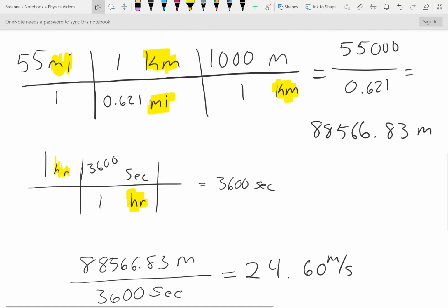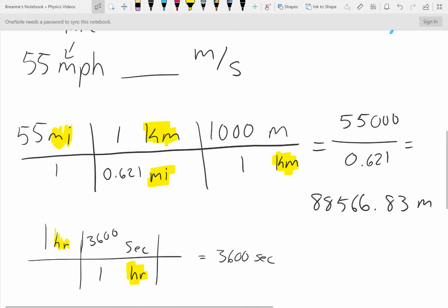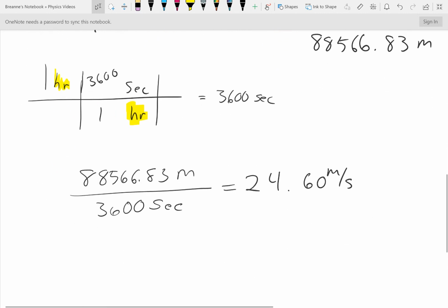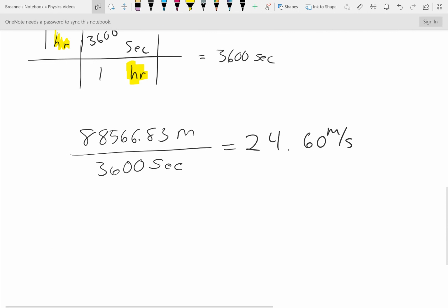So you don't have to do it this way. This is just for the ones that don't like the really, really long, drawn-out railroad tracks. You can break it into two looking at the different units. Now, this is not in scientific notation. We need to move the decimal over.